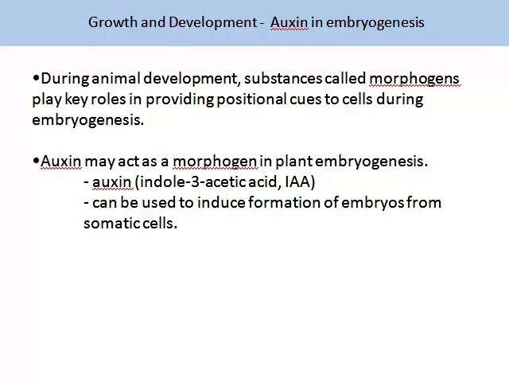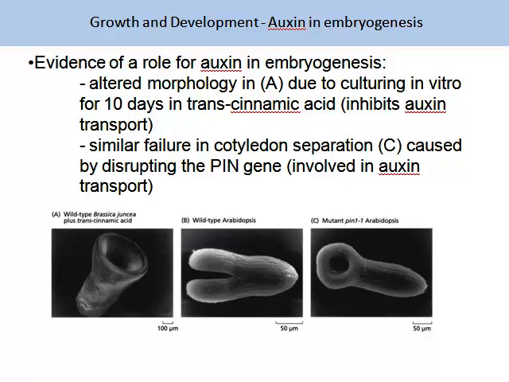During animal development, substances called morphogens play key roles in providing positional cues to cells during embryogenesis. While with plants, auxin may act as a morphogen in plant embryogenesis. Auxin is a hormone, indole-3-acetic acid, or IAA for short. It can be used to induce the formation of embryos from somatic cells. Indeed, there is evidence in the literature to support the role of auxin in embryogenesis.